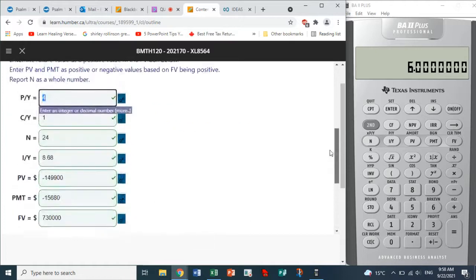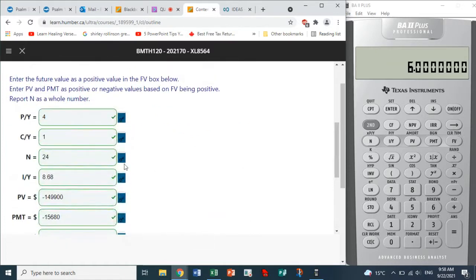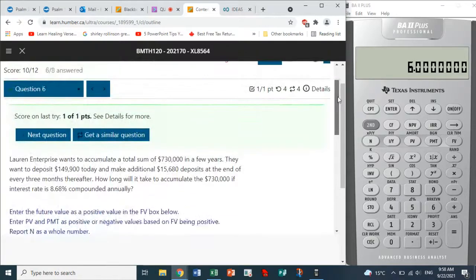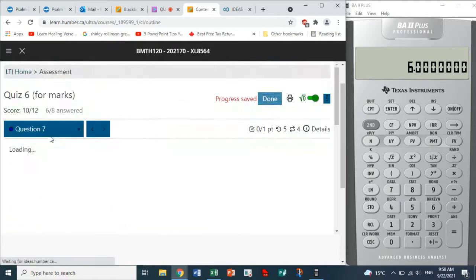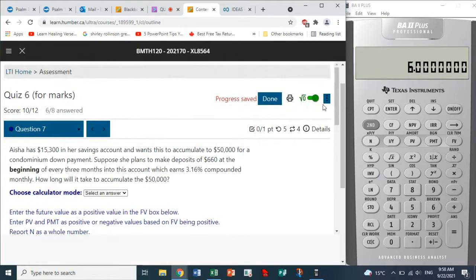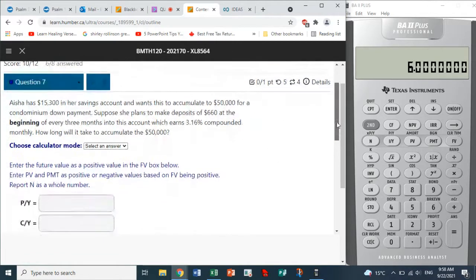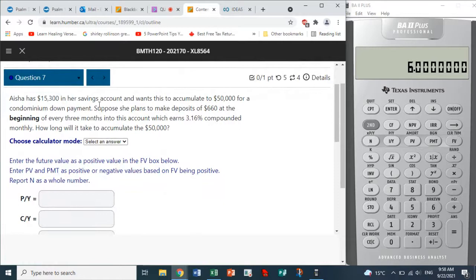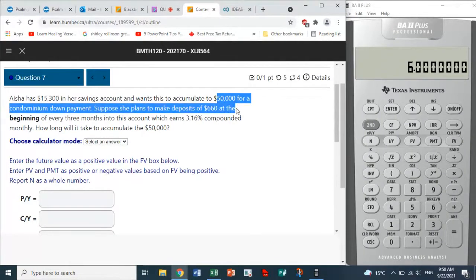All right, so that is the correct answer. All right, so let's go to the next question. Number 7. Aisha has $15,300 in her savings account and wants to accumulate $50,000 for a condominium down payment.